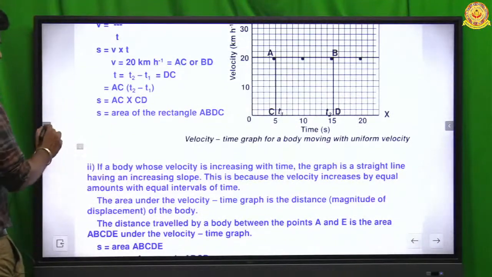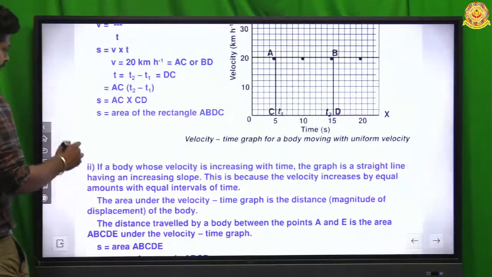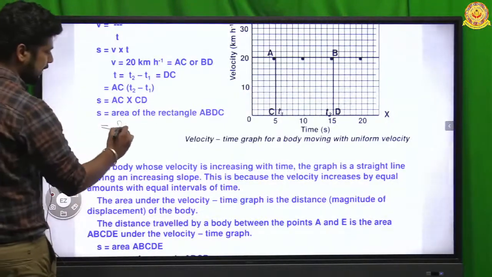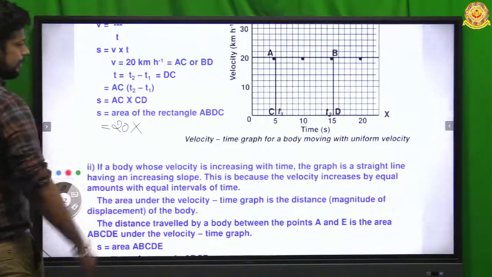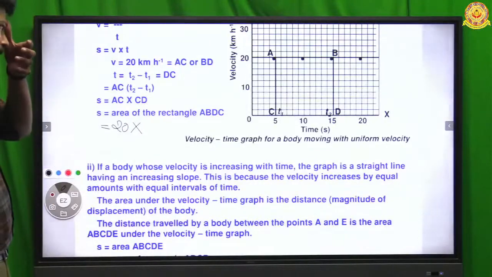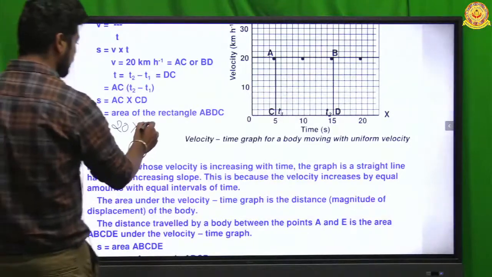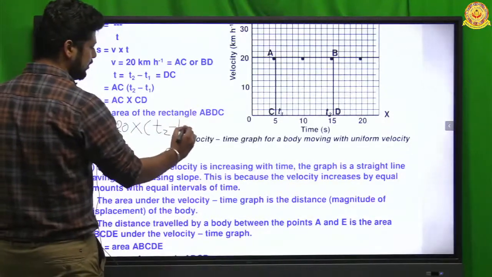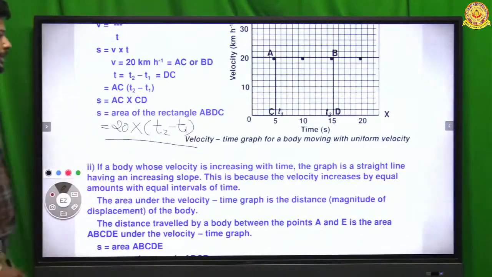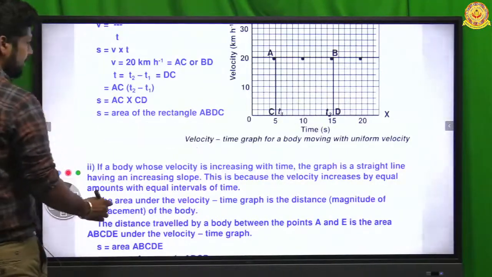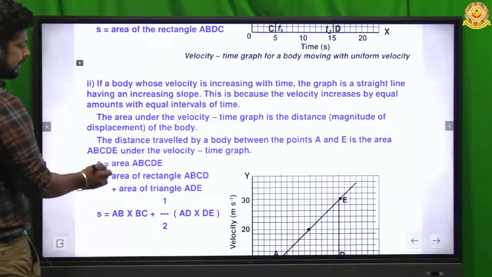So basically what we are getting is AC, which is 20, multiplied by t2 minus t1. This is the distance or displacement we are getting. Okay, understood? This is for uniform velocity.